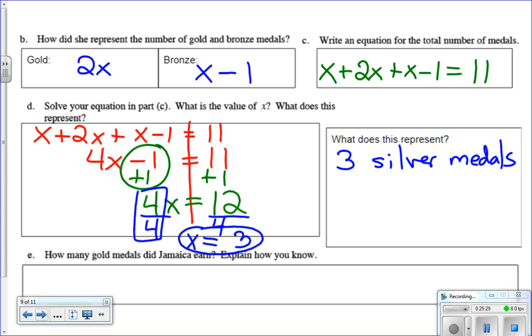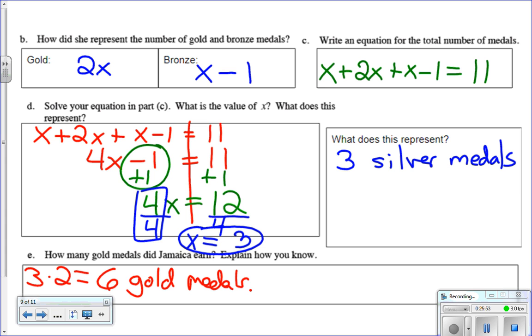The 3 silver metals. So then part E says, how many gold medals did Jamaica earn? Explain how you know. So how can I then figure out how many gold medals Jamaica had? Right, Megan. Right. So I do 3 times 2, which is what, Megan? So 6 gold medals.